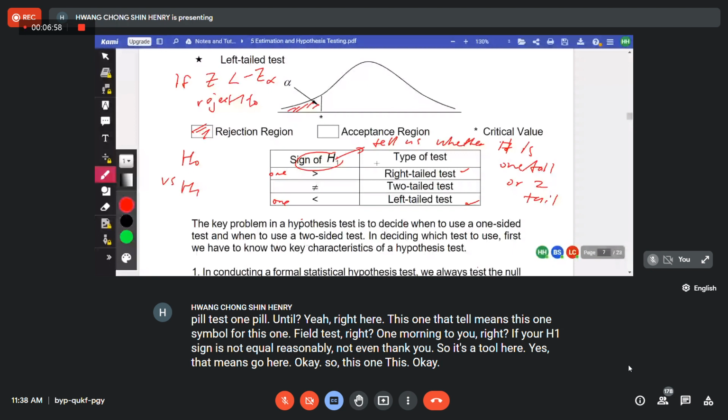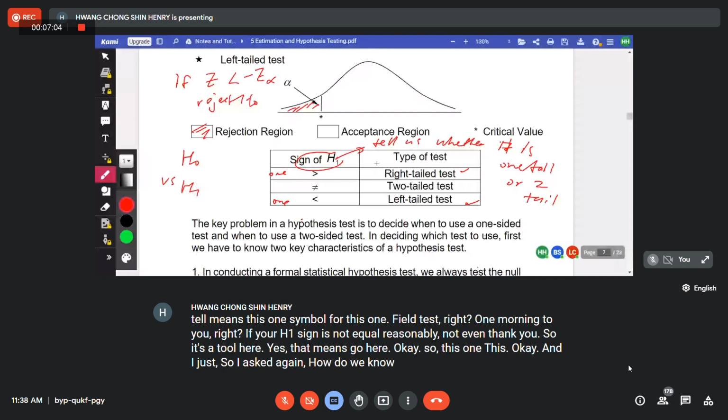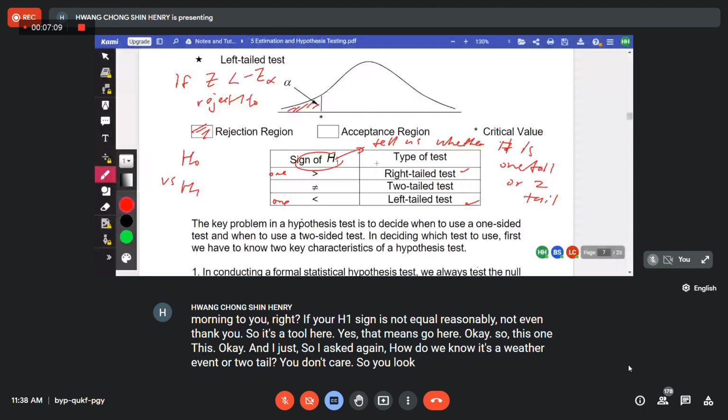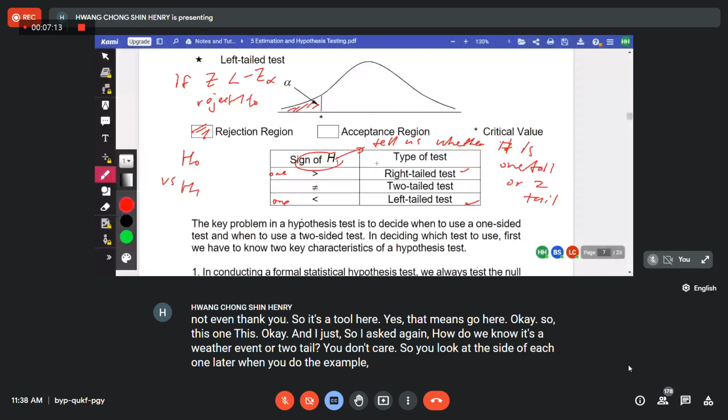Memorize first. Later go back and digest. So I ask again, how do we know whether it's one tail or two tail? You don't guess, you look at the sign of H1. Later, when you do the example, it will help you to read the question.